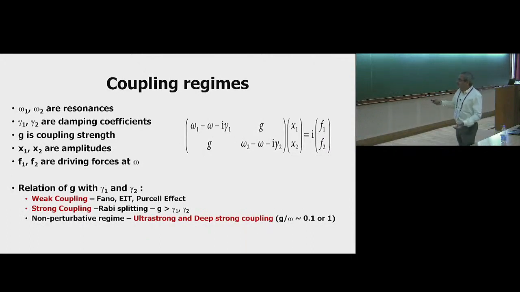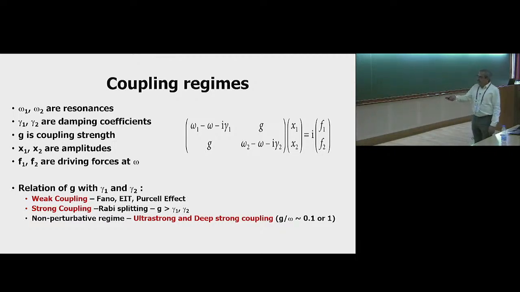So the coupling terms, you can write them, these off-diagonal terms are the coupling terms, and people have put the different regimes as weak coupling and strong coupling. In weak coupling, we know the examples of Fano line shapes, electromagnetically induced transparency, and the Purcell enhancement. And in strong coupling, people have demonstrated this Rabi splitting. The coupling constant here is stronger than gamma 1, gamma 2, which are the damping coefficients for the cavity and the lifetime of the photon, right?